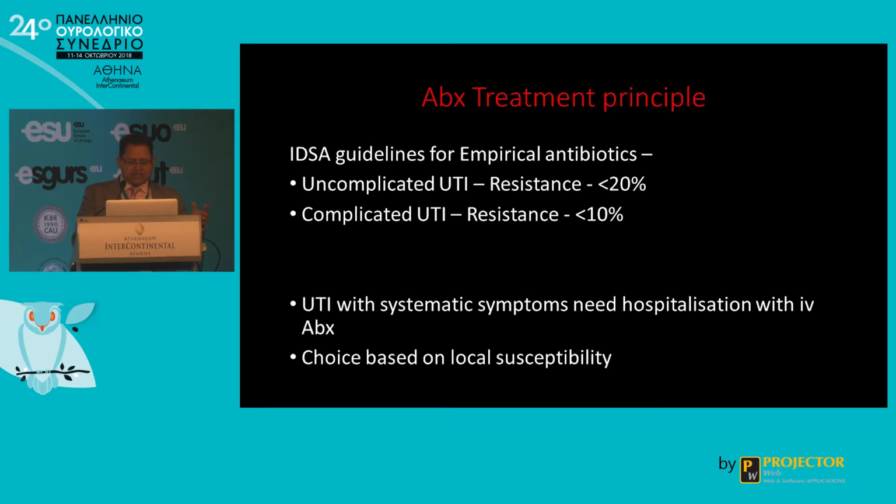And the guidelines say that if the resistance for an uncomplicated UTI is less than 20%, then you can give it. So for example, if you want to give ciprofloxacin and the resistance in your area is more than 20%, you shouldn't be giving it. For complicated infection, it's 10%. If in your area the resistance is more than 10%, you shouldn't be giving that drug. So choose antibiotics based on local susceptibility.